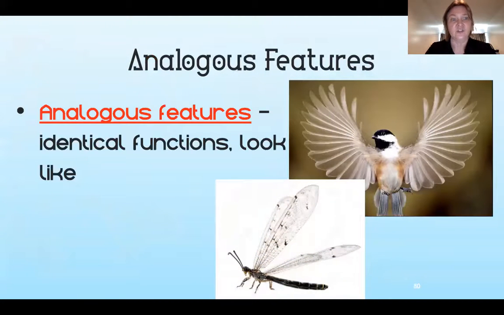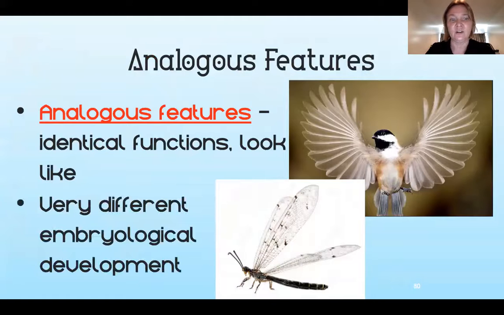The other kind of feature is called analogous features. They have the same function and they look alike, but they have very different embryological development. A really easy example of analogous features are the wings of birds versus the wings of insects. They might look similar and they have exactly the same function, which is to enable flight.